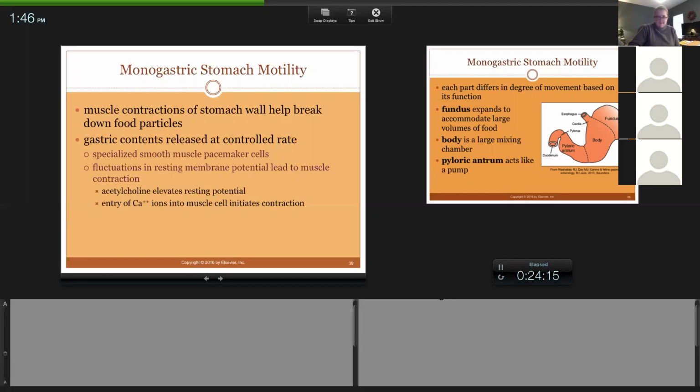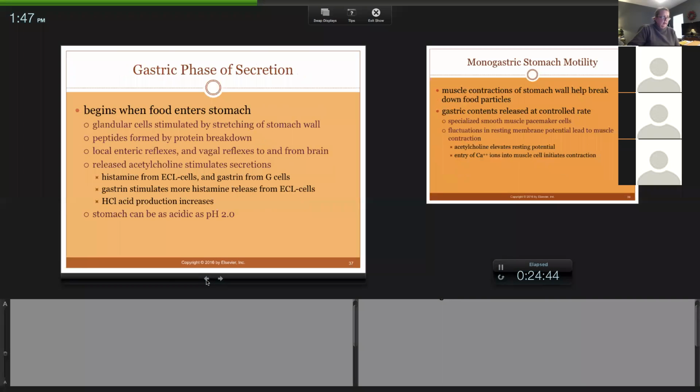So good question. Between the pacemaker cells and then the muscle layer, it's going to be initiated by acetylcholine. As the pacemaker cells get stimulated, acetylcholine causes calcium to be released, which initiates the muscle contraction, and that will create the muscle contraction. But again, it can be gastric or cephalic.